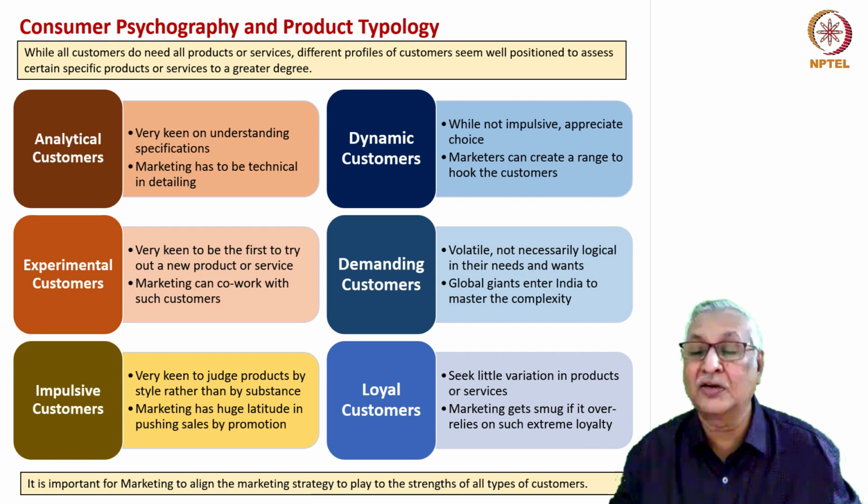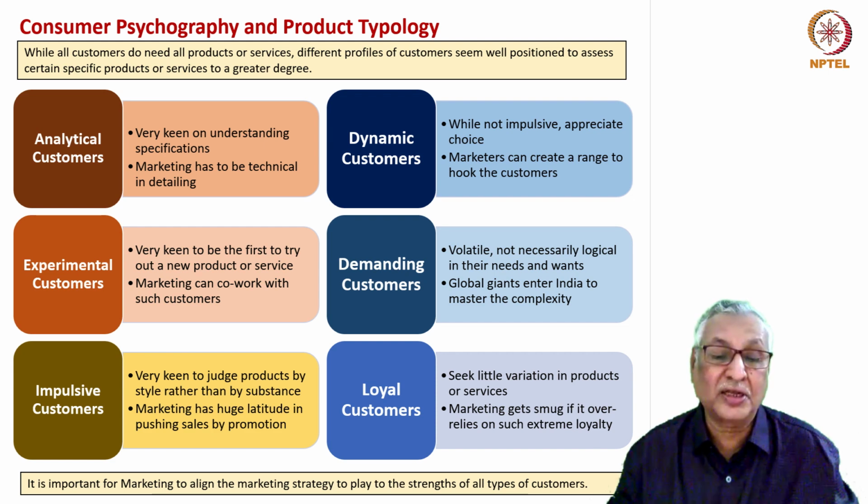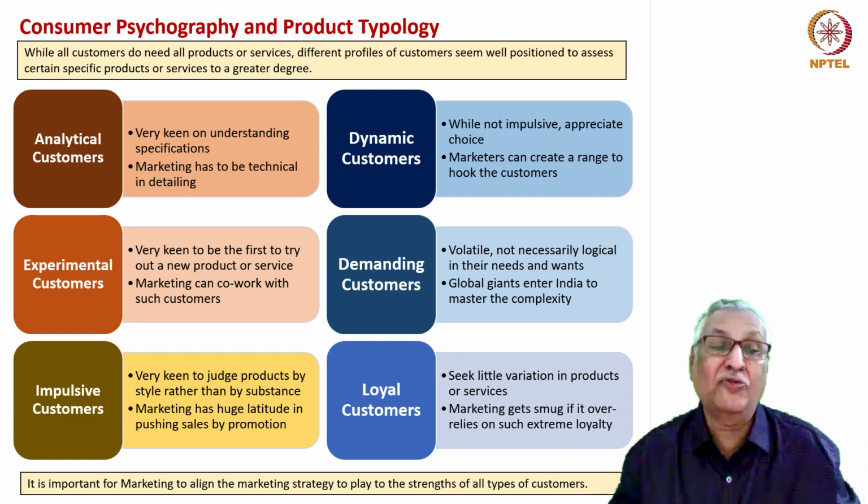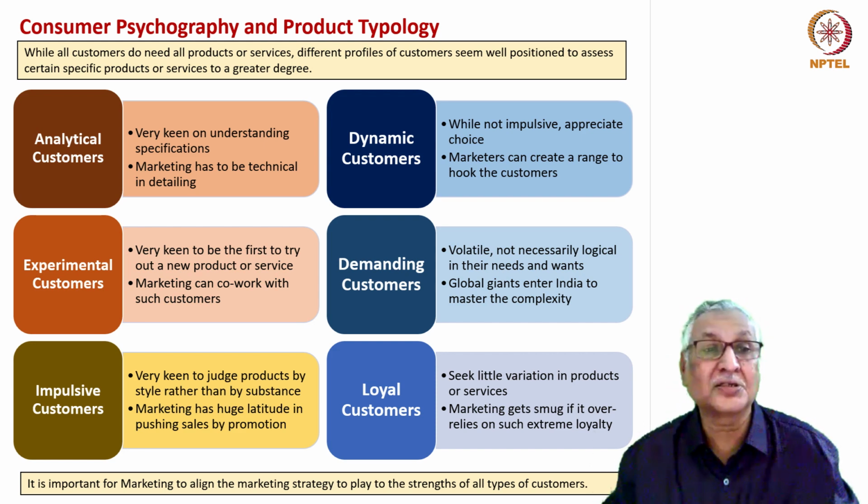Loyal customers seek little variation in products or services. In fact, if variations in products are offered, they may even get restive. So, marketing gets smug because of such loyal customers, and that in turn leads to ossification of the marketing strategy as well as the product strategy. Marketing, therefore, should not be smug with over reliance on such extreme loyalty. It is important for marketing to align the marketing strategy to play to the strengths of all types of customers. They should not wallow in the weaknesses of the customers. They should play to the strengths and be helpful to the customers given their dominant characteristics.